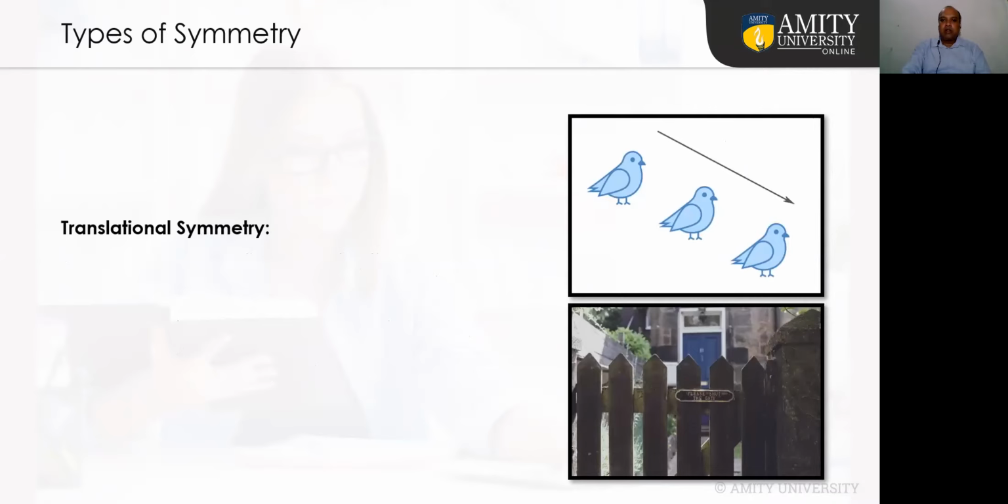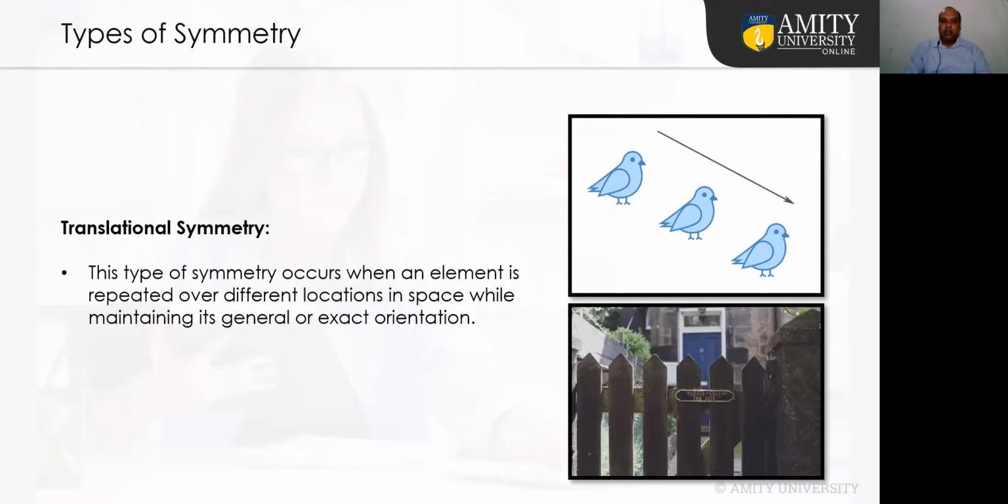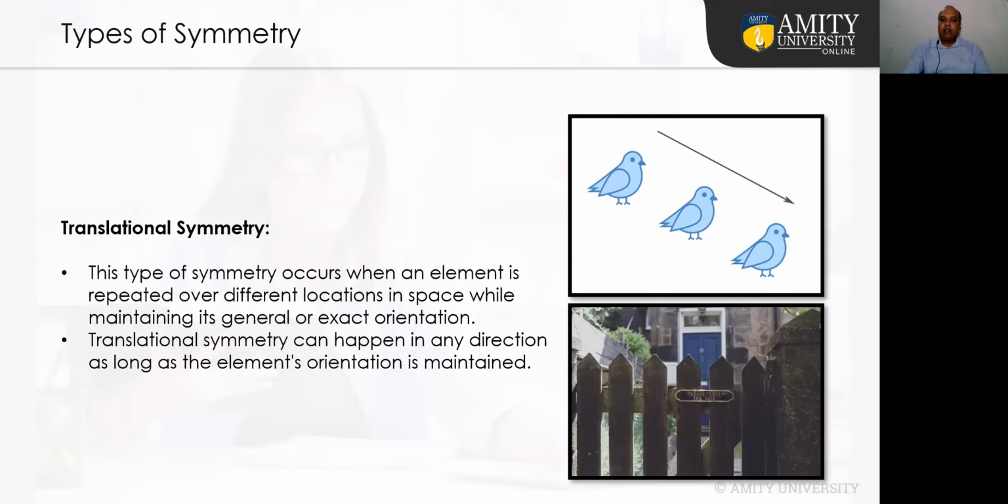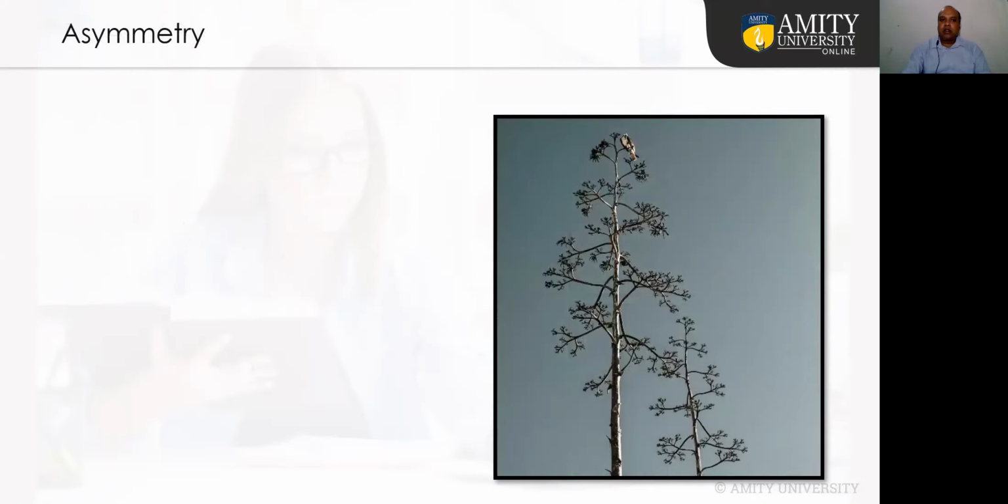This is translational symmetry. It occurs when an element is repeated over different locations in space while maintaining its general or exact orientation. Just like we have studied in principles of design, the principle of repetition, we just keep repeating the same element. So through that also we can create symmetry. Here we are arranging the elements in the design at equal distance, in different directions. It can happen in any direction as long as the element's orientation is maintained. This is what translational symmetry is.